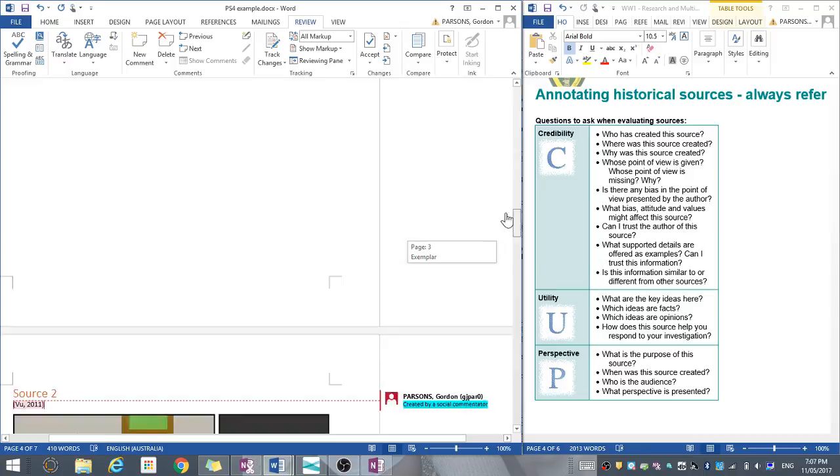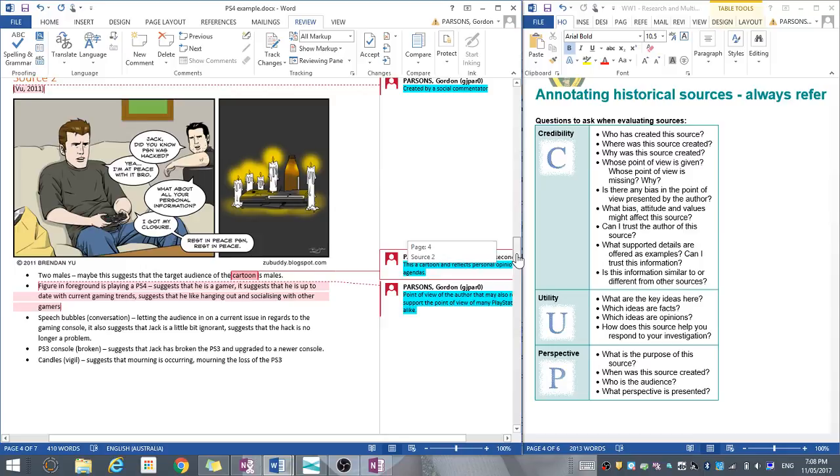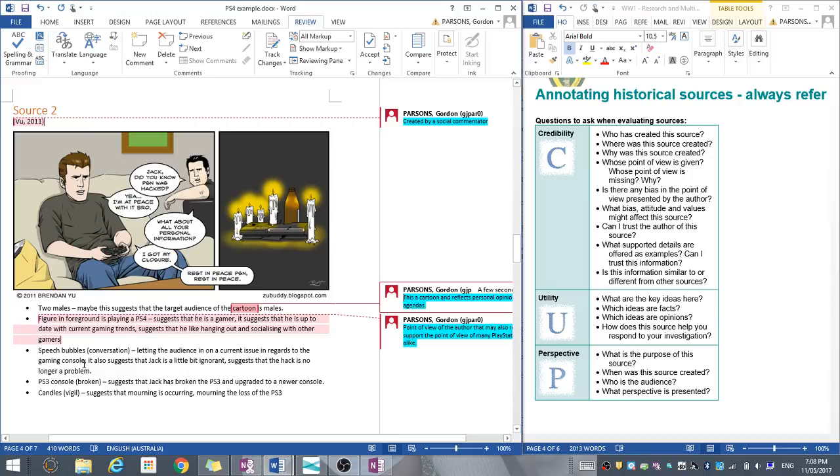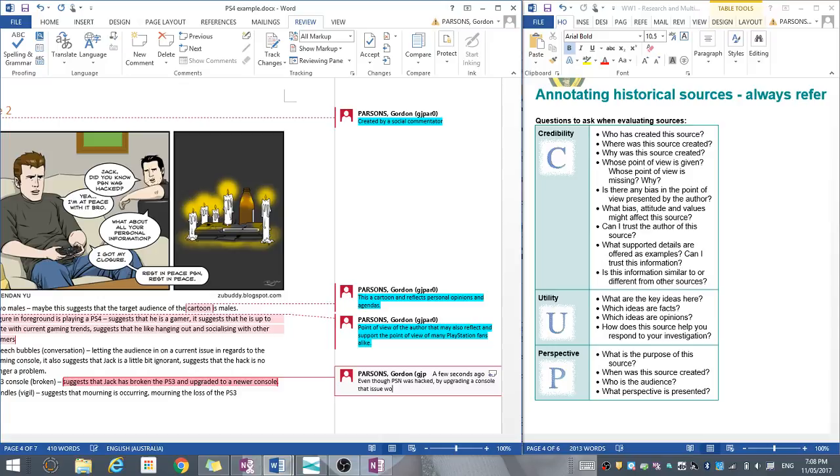Let's scroll up to find a color. I believe it was yellow. Nope, pink for this one. Okay, the utility. So what are the key ideas here? I think this one here tells us that even though the PlayStation was hacked, Jack is happy enough to go and upgrade to a new console. So let's highlight that and write our comment. The key idea is that even though PSN was hacked, by upgrading a console, the issue would be solved. Okay, remember this is utility, so we are going to highlight this pink. Bam, there we go.